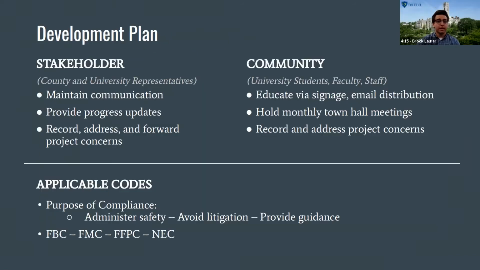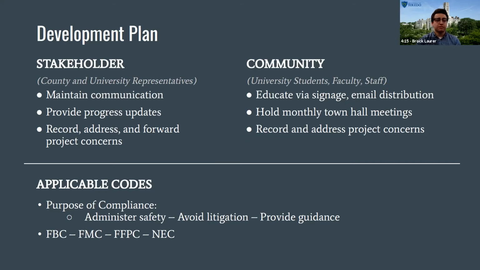So for our development plan, we have 2 primary groups that we want to appease and maintain communication with. The first group is what we refer to as the stakeholders. These are the county and university representatives that play a significant role in decision-making processes of the university. So we're planning on appointing 1 representative member of our development plan team to act as the primary liaison between the stakeholders and our team. This liaison will hold the primary responsibility of engaging and maintaining communication with these stakeholders. With constant communication, we plan to continuously provide progress updates regarding project development and takeoff. And with these updates, we will record, address, and forward any stakeholders' questions and concerns to our team.